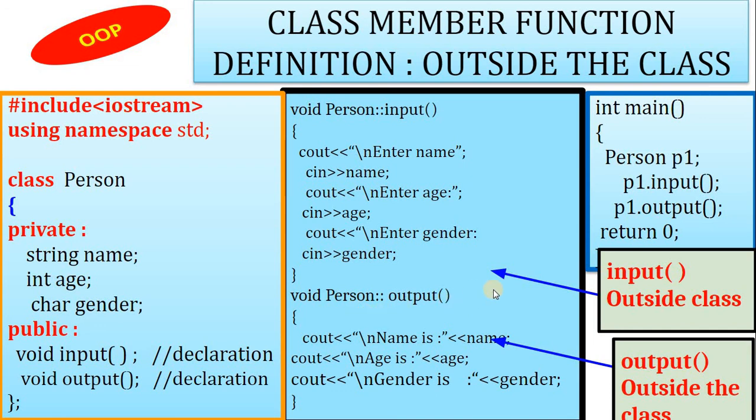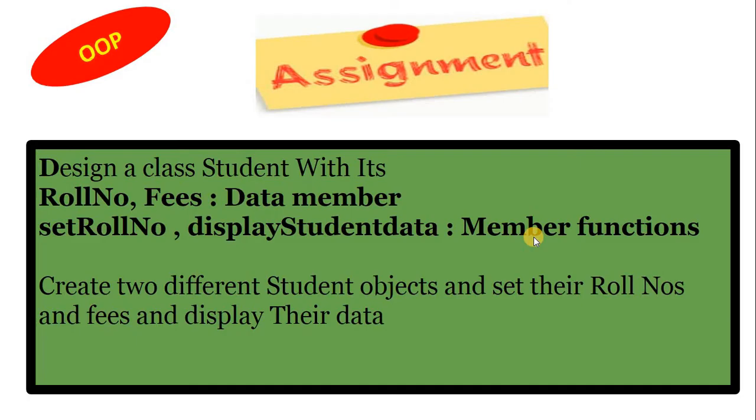So we have seen that to define a member function outside the class, we need to declare it inside the class as shown over here, void input semicolon, void output semicolon. Inside the class they need to be declared, and outside the class, when they are being defined, you have to use the class name and scope resolution operator. So this is all about the functions.